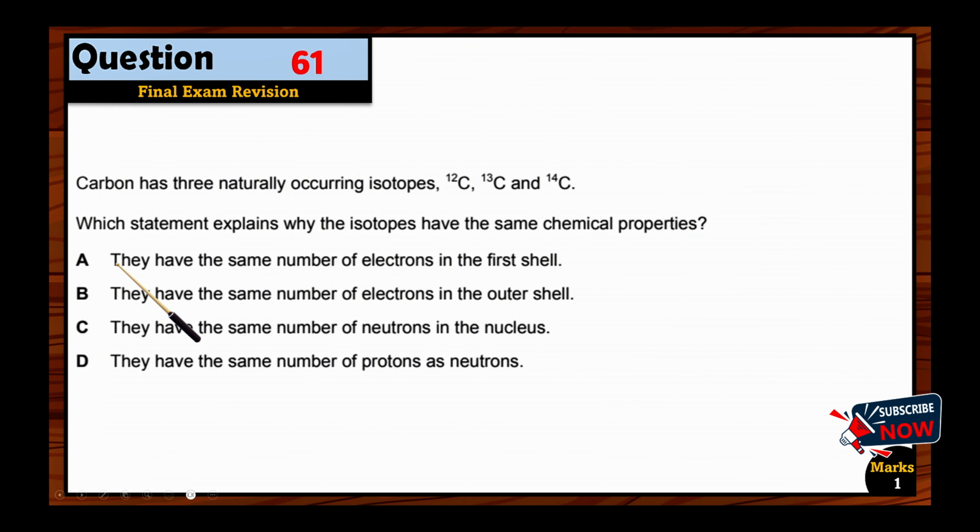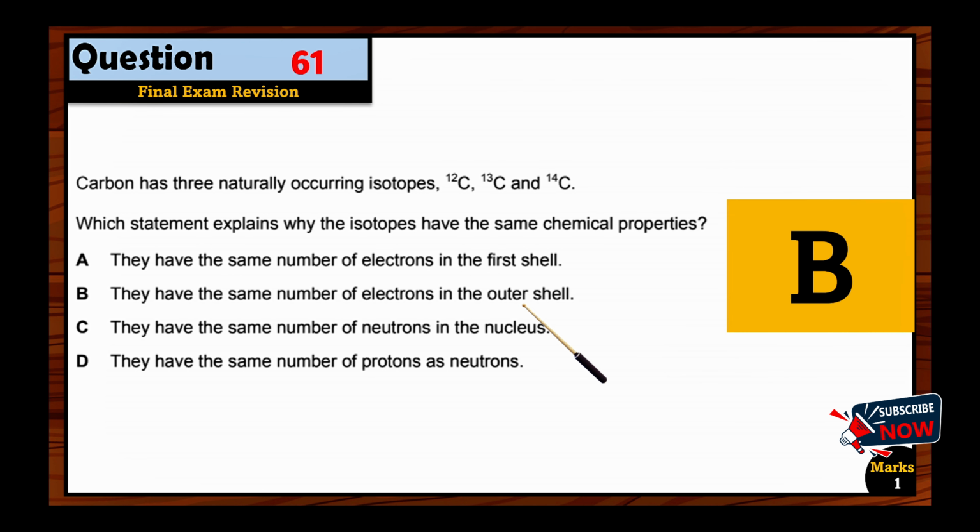So now let's read the statements. They have the same number of electrons in the first shell. They have the same number of electrons in the outer shell. Outer shell is the right answer. Of course, they have the same number of electrons in the first shell. But the chemical properties are decided by the outer shell electrons, because an atom always loses the outer shell electrons or gains electrons in the outer shell, right? So outer shell electrons are actually involved in all the chemical reactions or in the bonding. So option B is correct.